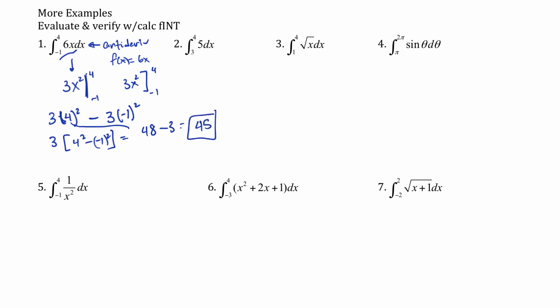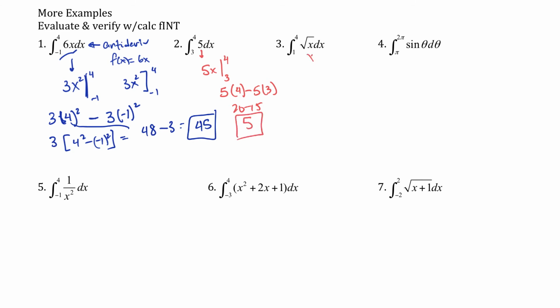Okay, for the next one, I'll show you the calculator in a minute. Let me do a few of these, and then I'll show you that. All right, over here. This is a constant. I need to take the antiderivative, so that's just going to give me 5x on the bounds from 3 to 4. So this means 5 times 4 minus 5 times 3, 20 minus 15, and this will give me 5.